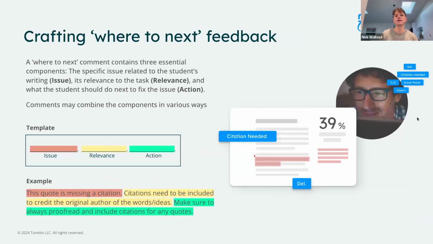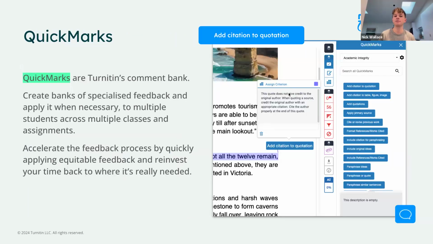Now, the reason why Quick Marks are such a loved feature of Turnitin Feedback Studio is because, as I mentioned, it does take a really long time to provide feedback to students. An example here is one of the most beneficial types of feedback, which is called Where to Next feedback. You can see this example here. It's going to take you quite a long time to go through and craft that feedback. However, if you create that as a quick mark the first time you do it, the next time you come across another student, you can quickly and easily apply that quick mark to their work. So we'll go in and have a look at the quick marks a little bit later in the product.